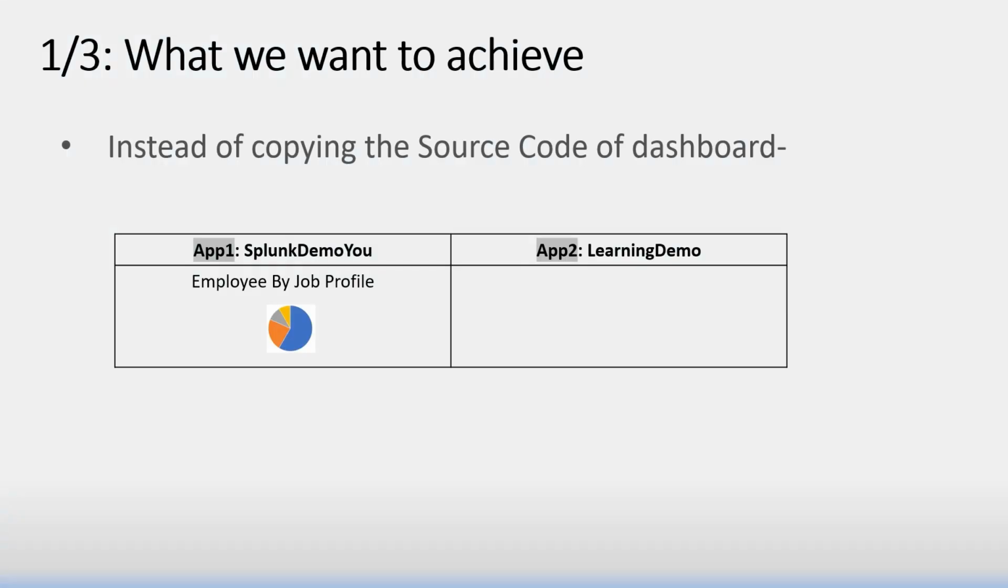So here on screen you can see two sample applications. App 1, which is a Splunk demo view, and it has an employee by job profile one dashboard, and another application, app 2, which is a learning demo. So what I want to achieve is I want to copy the same dashboard from Splunk demo view to learning demo. Previously I used to copy the source code of the dashboard, but there is a better way than this, because in copy pasting we may miss something, but here it's a very good alternative, a good way which offers copying of a dashboard from one app to another.